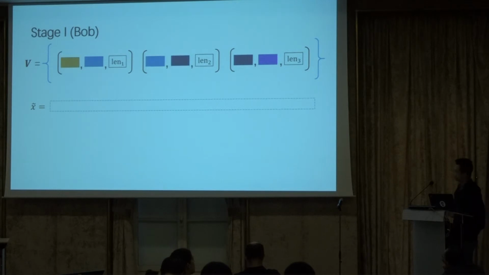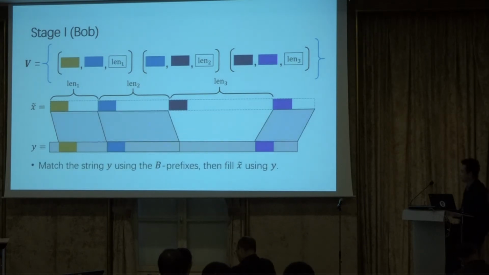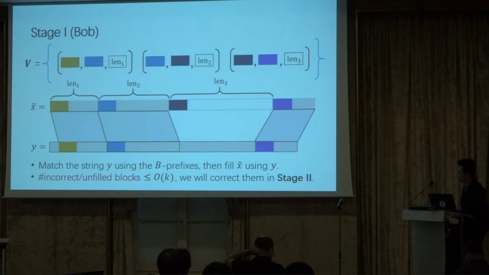And then Bob will gradually fill the content of this x tilde, and hopefully x tilde will equal x. So given the set V, Bob will recover the partition of x using these triples. And then Bob has his own string y. For each block, Bob will try to match the prefix in his string y, and then fill the content with the matched substrings in y. But some blocks are incorrectly filled or unmatched, and we will further correct them in stage 2.